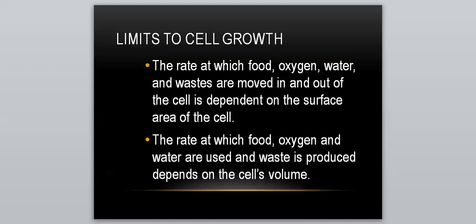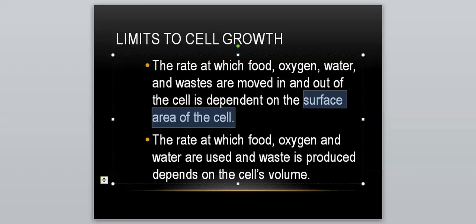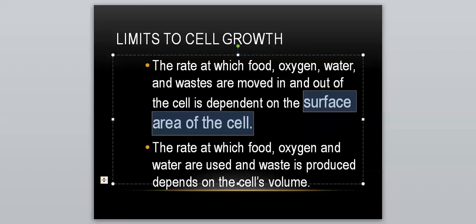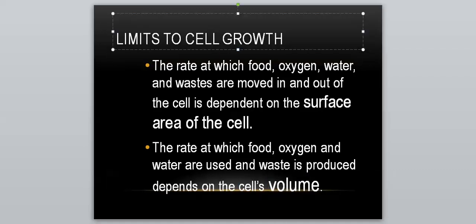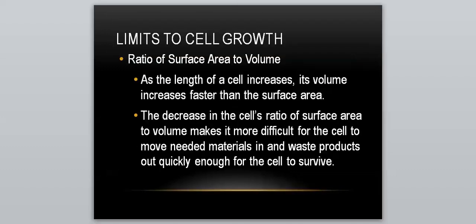And the rate at which food, oxygen, and water are used and waste is produced depends on the cell's volume. So two very important things when we talk about food, oxygen, water, and waste material are going to be the surface area of our cell. So I'm going to highlight that, make it bigger. So surface area is very important, and volume is very important. So surface area and volume are the two most important things that we're going to look at in terms of cell growth. And it is so important that they have a ratio of surface area to volume inside of cells.